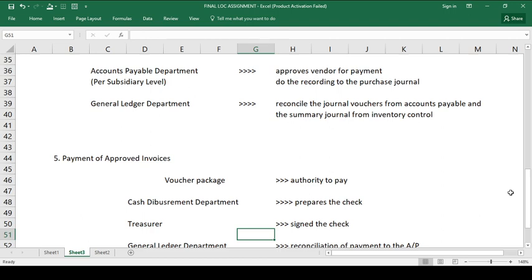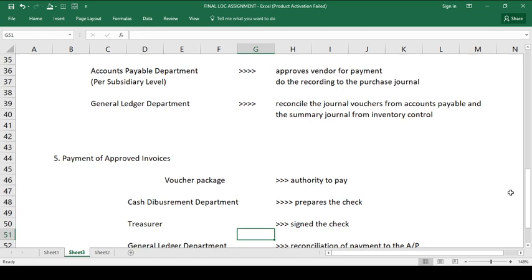Yung tatlong yon ay part of the sinasabi natin mga supporting documents to the disbursement voucher prepared by the accounts payable department. So that's the package. Ibig sabihin itong mga from the purchase requisition down to accounts payable, the voucher package is composed of those documents, because this will give more weight that the particular purchase is subject for payment talaga.